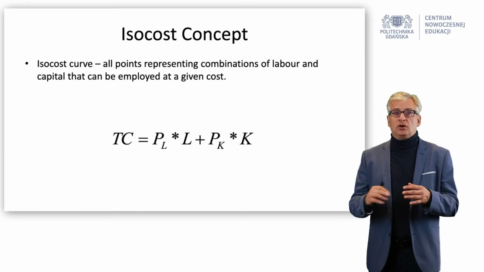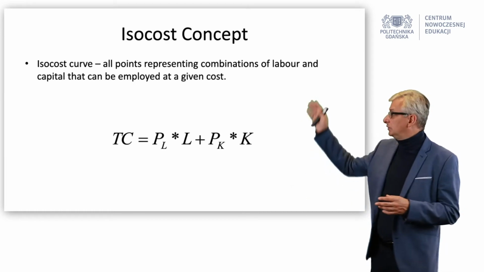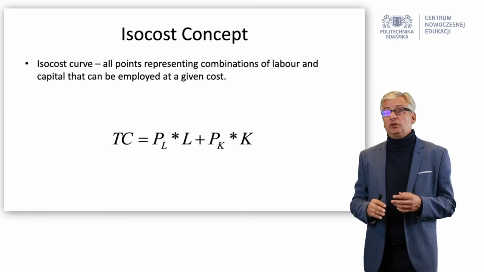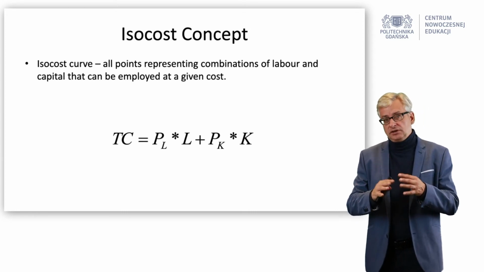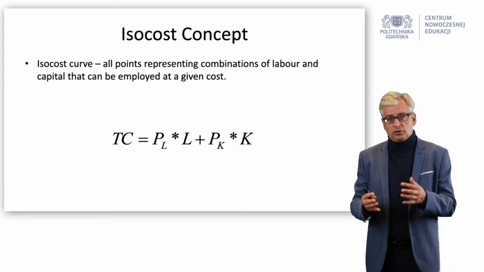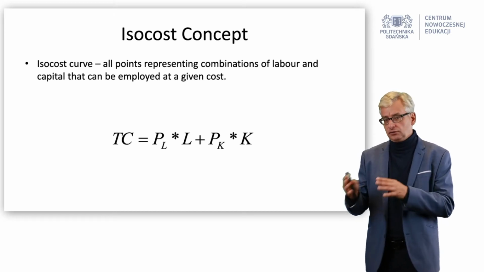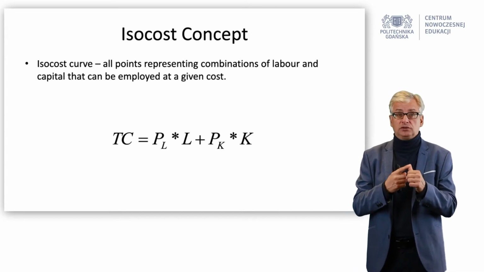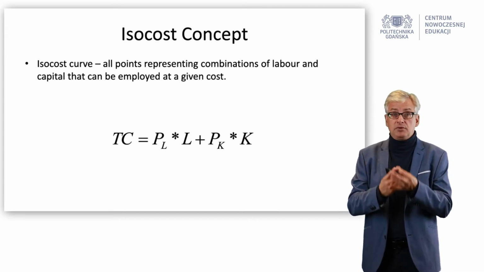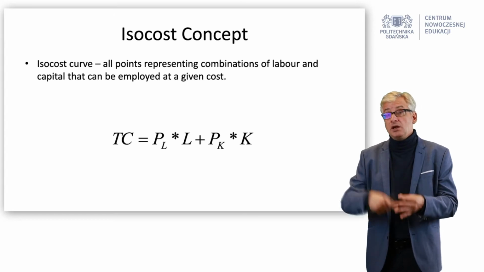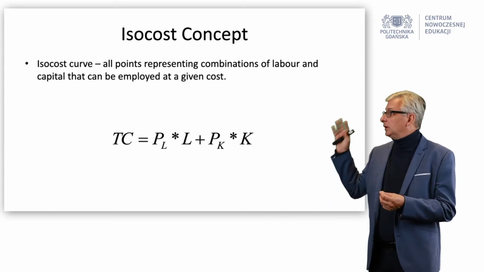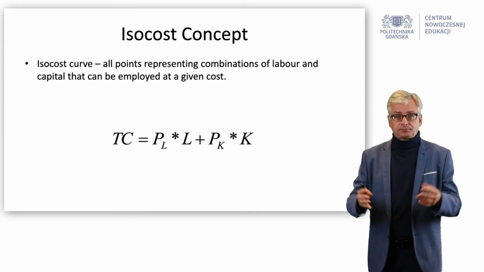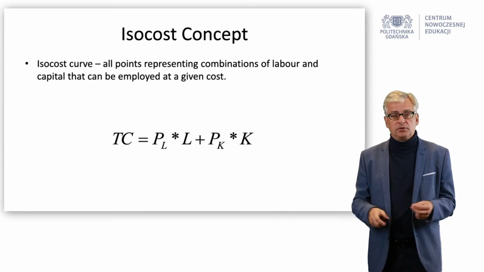So your isocost, as you can see, we call it TC here, like total cost, would be divided into two costs, the cost of labor and the cost of capital. The cost of labor being the price that you pay for each unit of labor times the number of units that you employ, whereas cost of capital would be the price for capital times the number of units of capital that you employ.